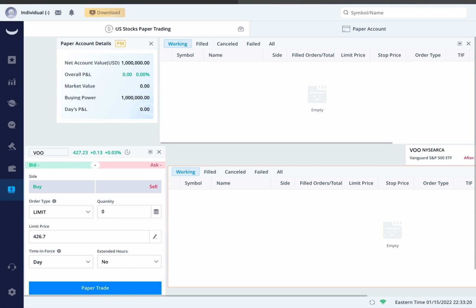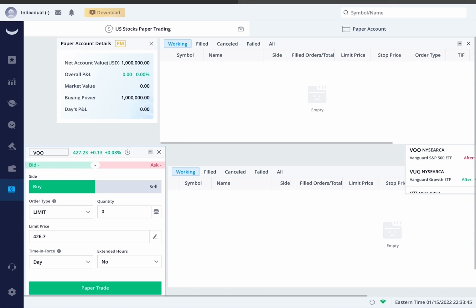Remember, this is fake money. This is not real money. And this is just for fun for me to show you how to paper trade. So if you look here where it says new account, you'll see that I have $1 million of paper trading fake money that I can spend. So I'm going to come down here where it says buy. So I'm going to buy stock.